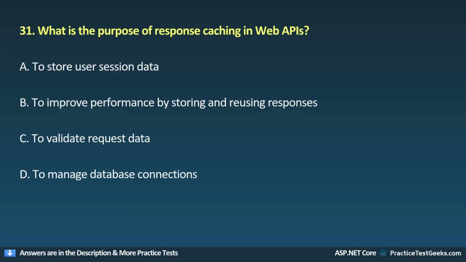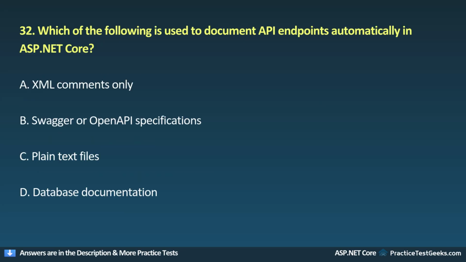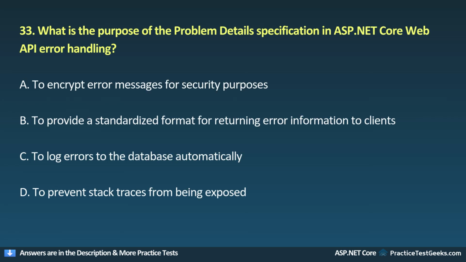31. What is the purpose of response caching in web APIs? A. To store user session data. B. To improve performance by storing and reusing responses. C. To validate request data. D. To manage database connections. 32. Which of the following is used to document API endpoints automatically in ASP.NET Core? A. XML comments only. B. Swagger or OpenAPI specifications. C. Plain text files. D. Database documentation.